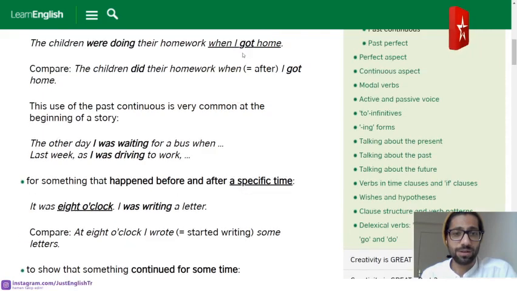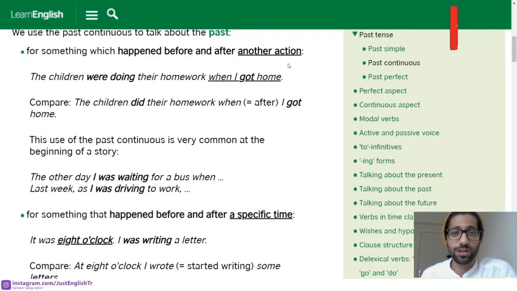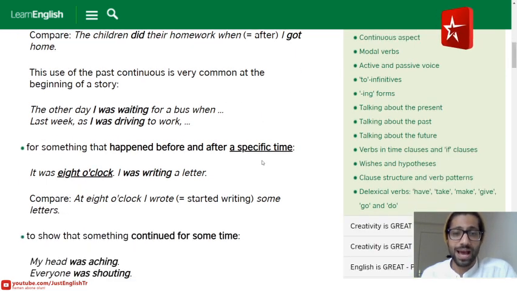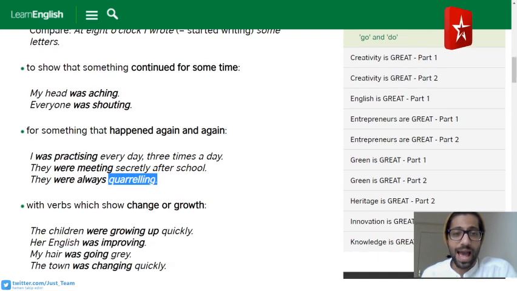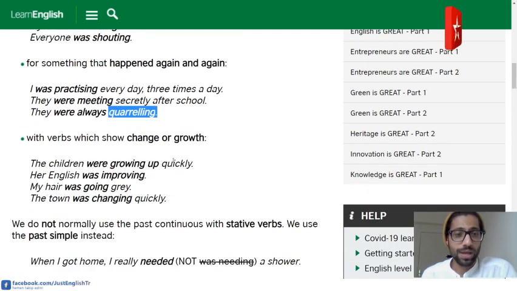So we have here, before and after an action, another action. Before and after another action, which is coming home. A specific time, 8 o'clock, that's very specific. Continued for some time, which means something happened for some time and it finished. Happening again and again. Here, with verbs which show change or growth.